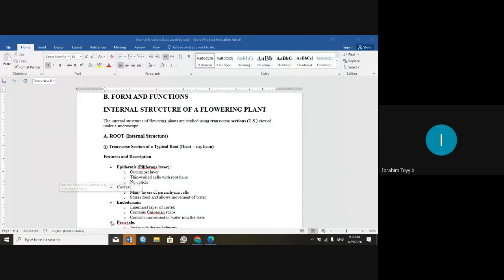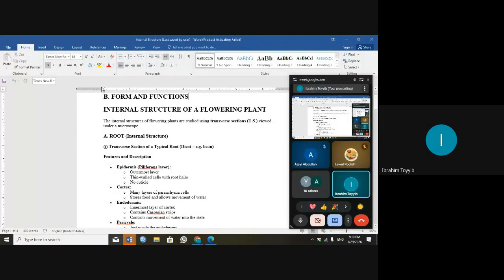Let's start today's business. Under forms and functions in the JAMB syllabus, we have the topic internal structure of a flowering plant. The internal structure of a flowering plant is studied using a transverse section viewed under a microscope. The meaning of transverse is horizontal, while longitudinal is vertical. So a transverse section is a horizontal section.